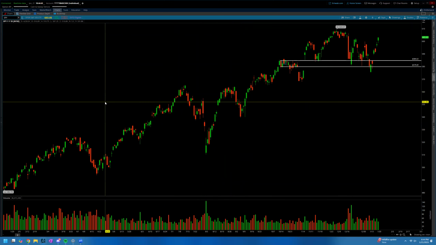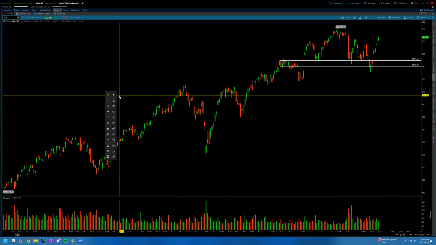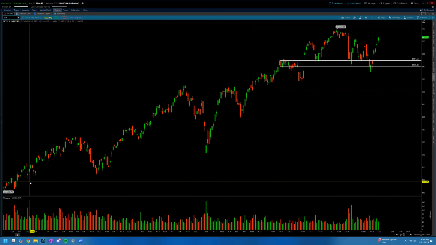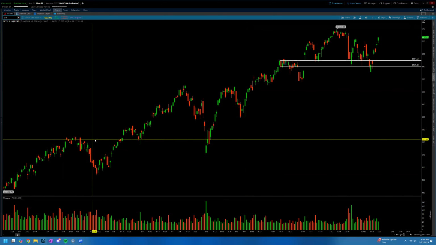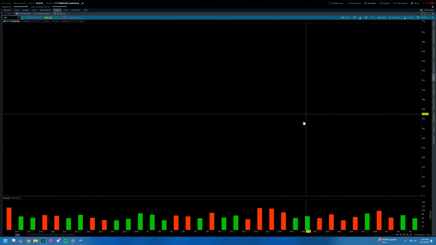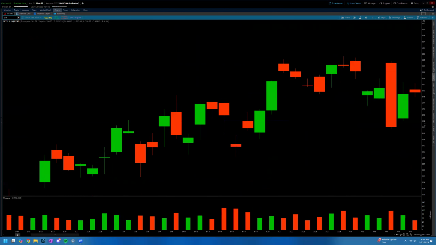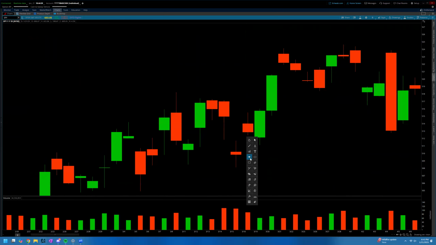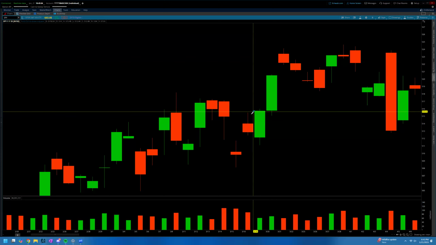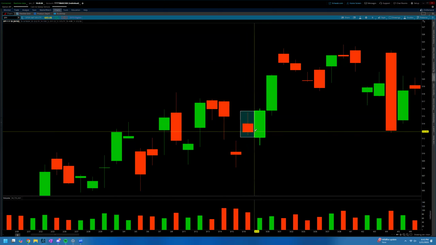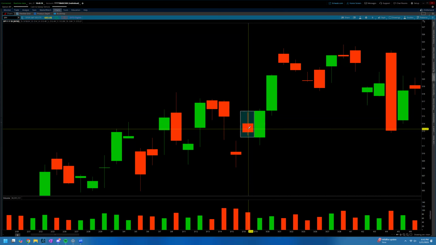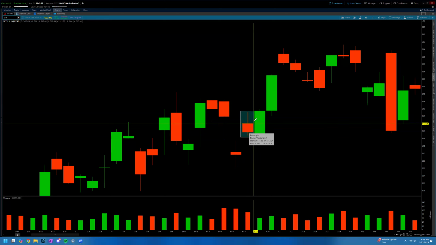Let's see if I can find a couple more examples just to solidify this one. This is a decent one. Let's see, where was that? This is a decent one here. Similar idea. Notice how the range of this green bar fully engulfs the entire range of the previous bar. So not only does it engulf the body of the previous candle, it also engulfs the wicks.